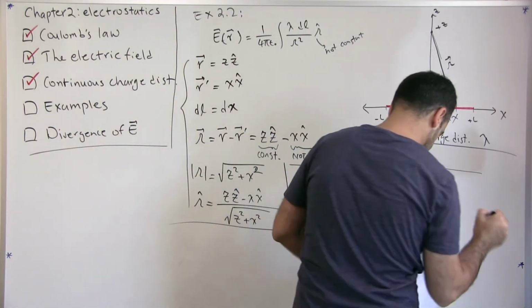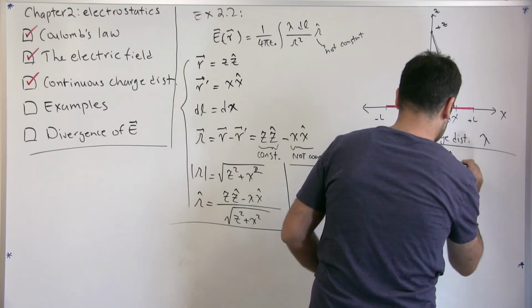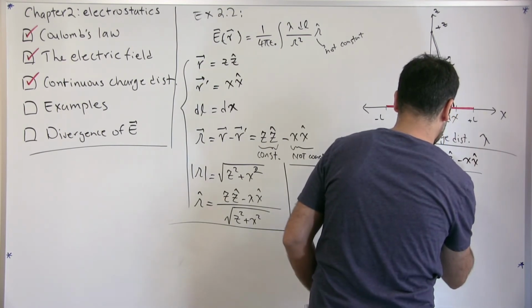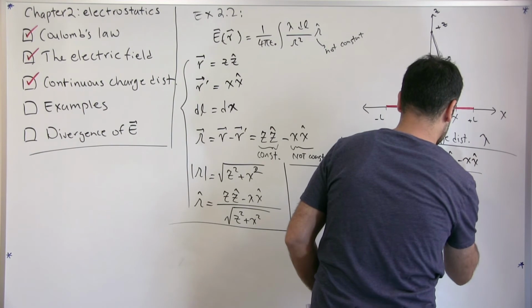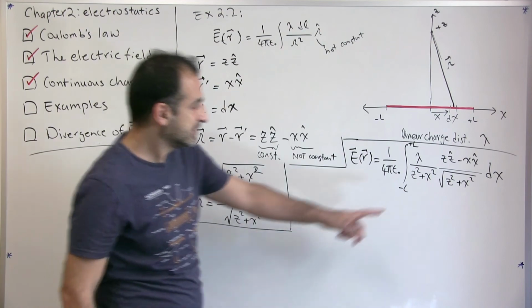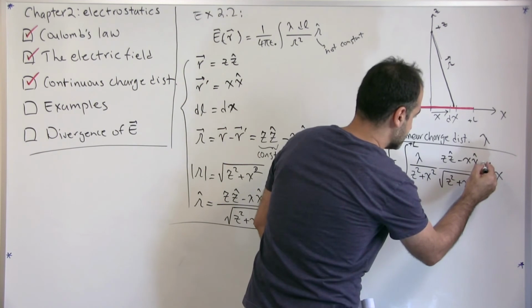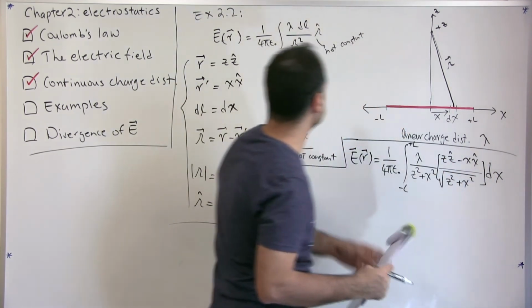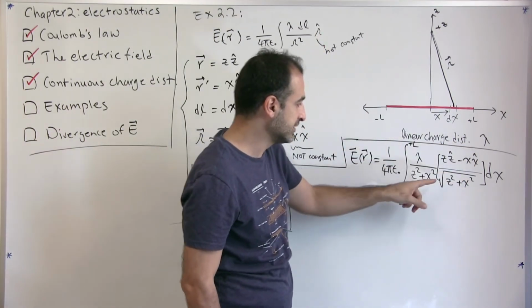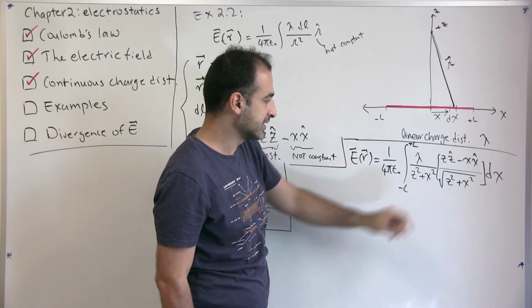R hat is rather complicated compared to the rest. It's z times z hat minus x times x hat over the square root of z squared plus x squared, times dx. Again, dx is the dl here. The whole thing in this bracket is the r hat, and as you see, the r hat itself looks more complicated than the rest of the integral. Lambda is a constant, and r squared is z squared plus x squared.